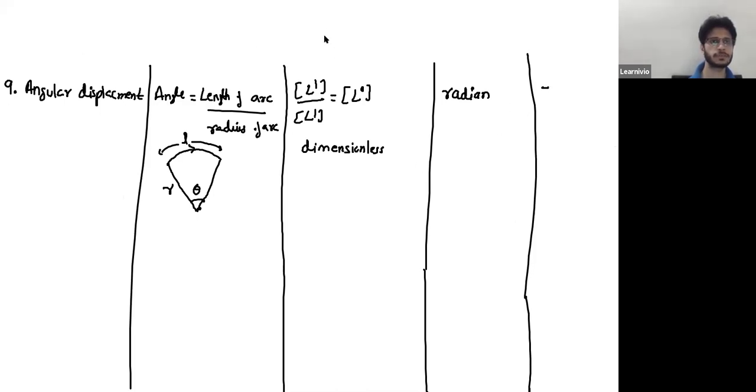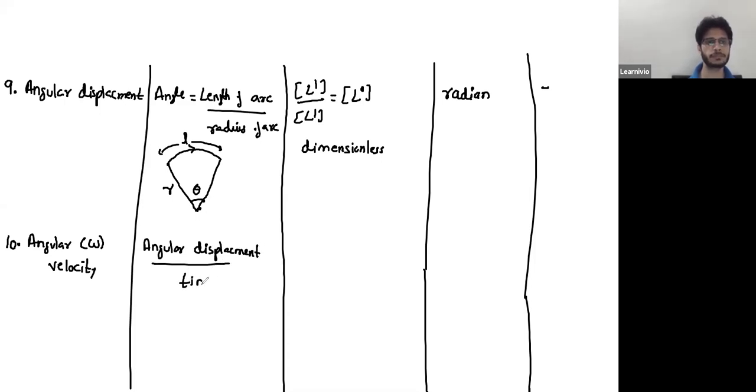The next is the 10th quantity, angular velocity. We represent angular velocity by omega. Angular velocity is just the ratio of angular displacement and time. See, angular displacement is dimensionless, so that's L0. The dimension of time is T1. So the combined is L0 T minus 1.